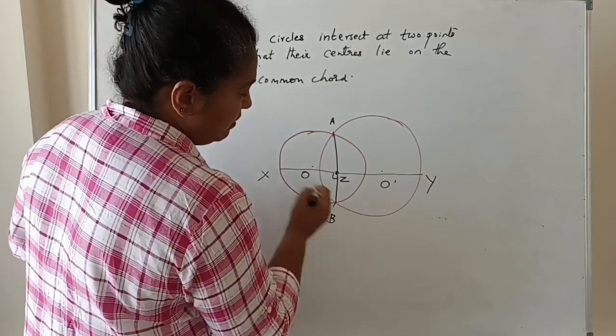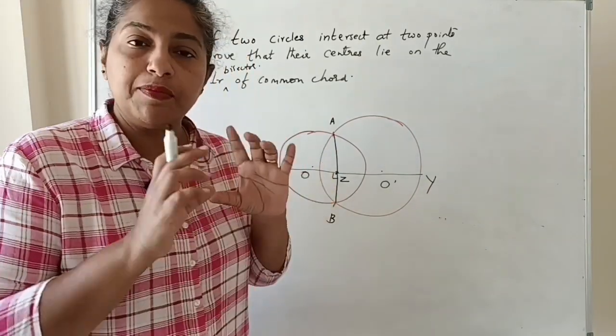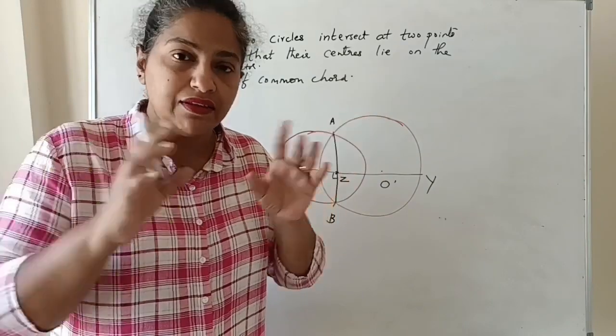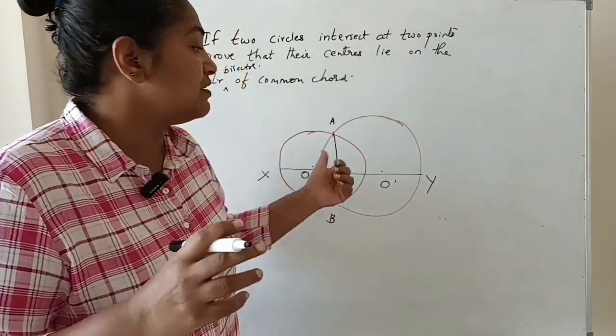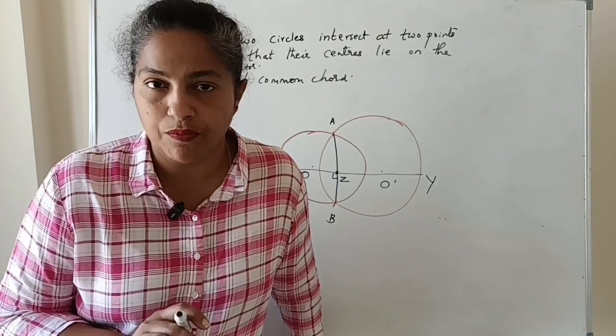So A is a point here, B is a point here. We need to prove that this chord has a perpendicular bisector, and this perpendicular bisector, it's a line, should contain the centers of the two circles. So does it contain the centers or not is what we need to prove.